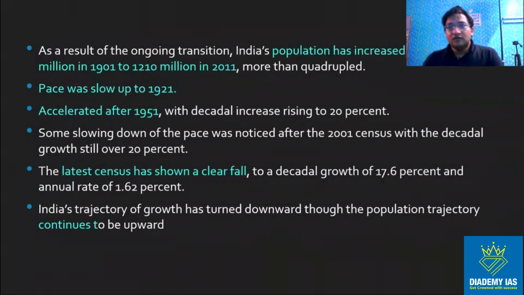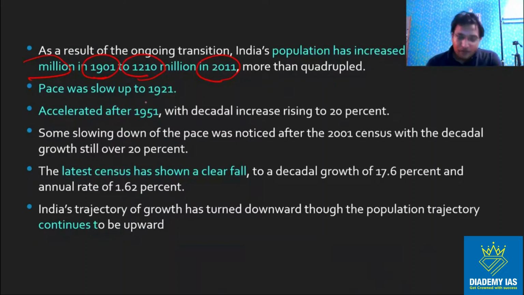So we can see as a result of the ongoing transition, India's population has increased from 238 million in 1901. So 1901 में हमारी population कितनी थी? Just 23 crore, right? To 121 crore in 2011. ठीक है? So now we have added approximately 100 crore more people in the last 120 years.